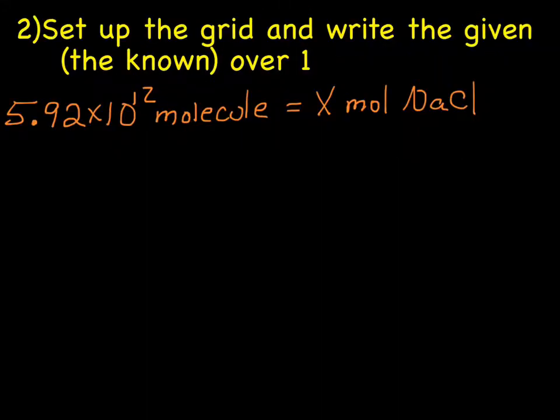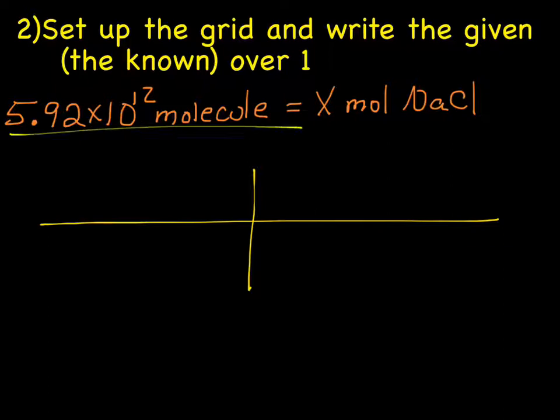Okay, the next step is we're going to write a grid, some people call it a T-chart, and write the given or the known over 1. So we'll write this grid here. Here's our grid, and our given or our known is still this. So I'm going to have 5.92 times 10 to the 12th molecules. I'm going to abbreviate molecules as molec, over 1. So I've written the grid. I wrote our given over 1, which is the second step.